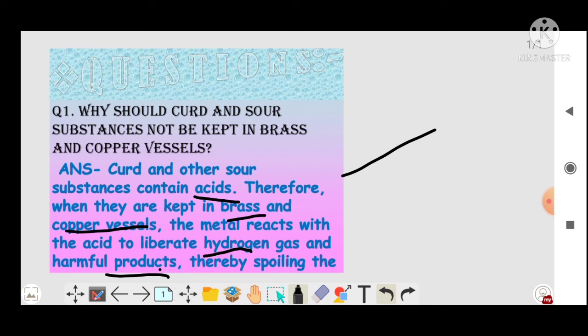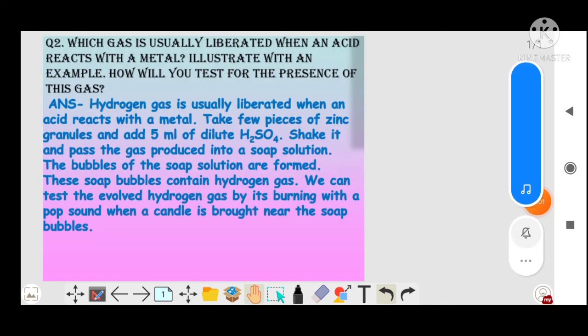Which gas is usually liberated when an acid reacts with a metal? Illustrate with an example. How will you test for the presence of the gas? We have done these questions in the laboratory test, so the questions come from there. Generally, hydrogen gas is liberated when an acid reacts with a metal. That's the first point. So how do we illustrate and test it?